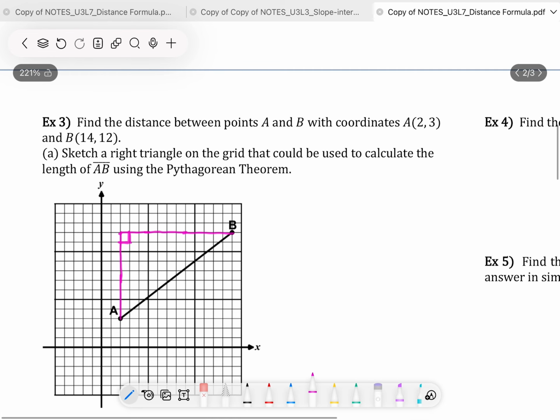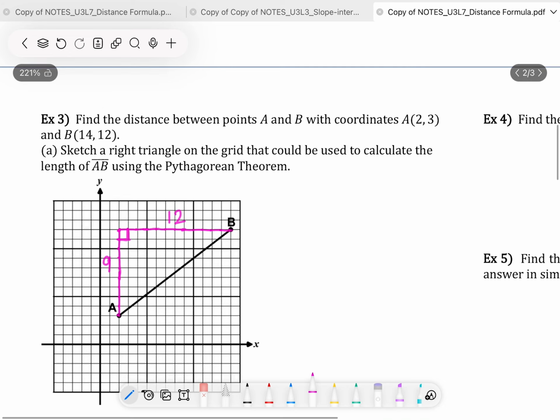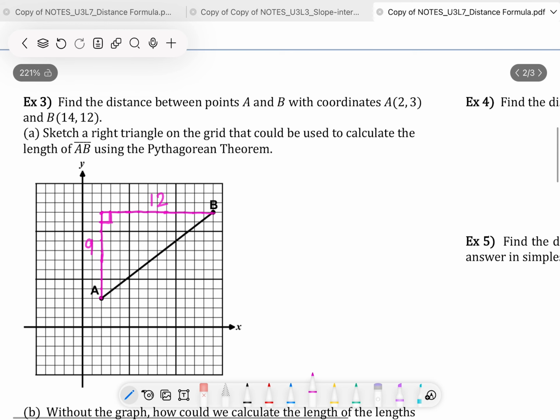So going from A up, it's 1, 2, 3, 4, 5, 6, 7, 8, 9. So that's 9 units. And then across from where we ended off at the right angle is 1, 2, 3, 4, 5, 6, 7, 8, 9, 10, 11, 12. So that's 12 units wide. So the two legs are 9 and 12. So then all we have to do is use the Pythagorean theorem. The two legs are a and b, so we can call this one a and this one b.